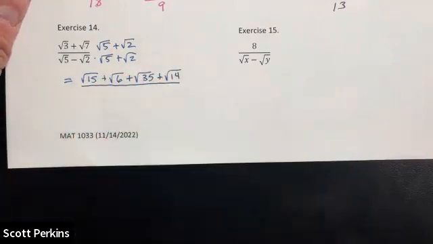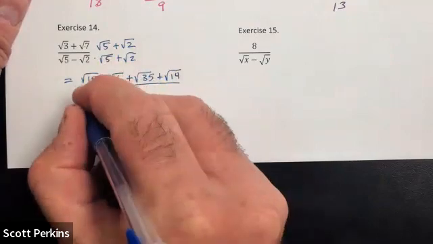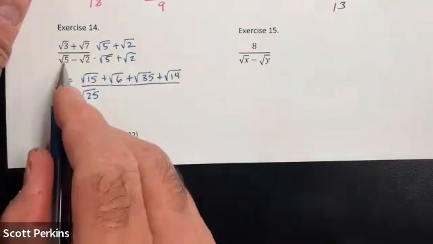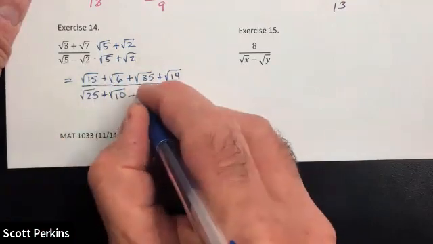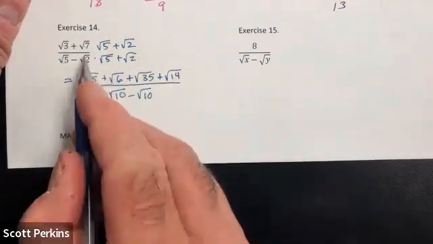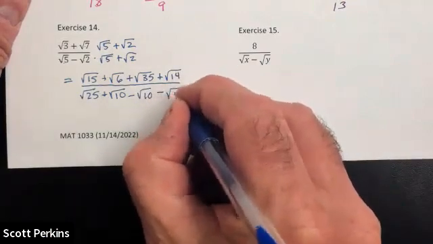In the denominator, again, square root of 5, square root of 5 is square root of 25. My outers give me square root of 10. My inners give me negative square root of 10. And my lasts are negative square root of 4.